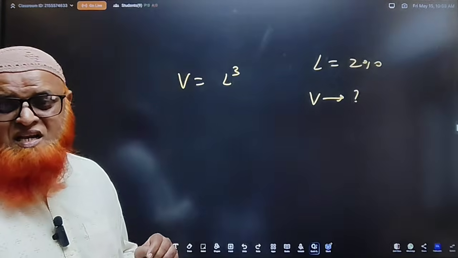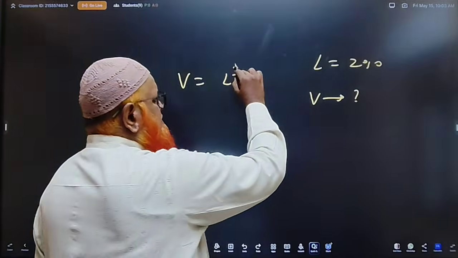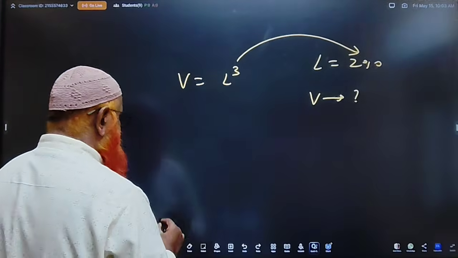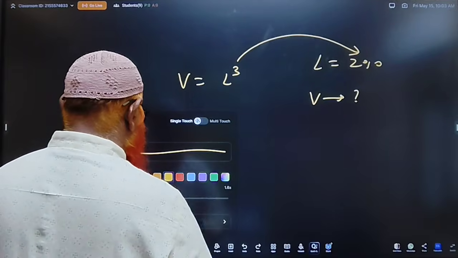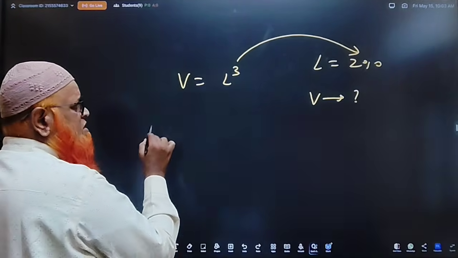Power percentage trick: take the power and multiply with the percentage. Just the power percentage trick. How do you get this trick? What is the basic concept behind this? If you differentiate, what will you get?